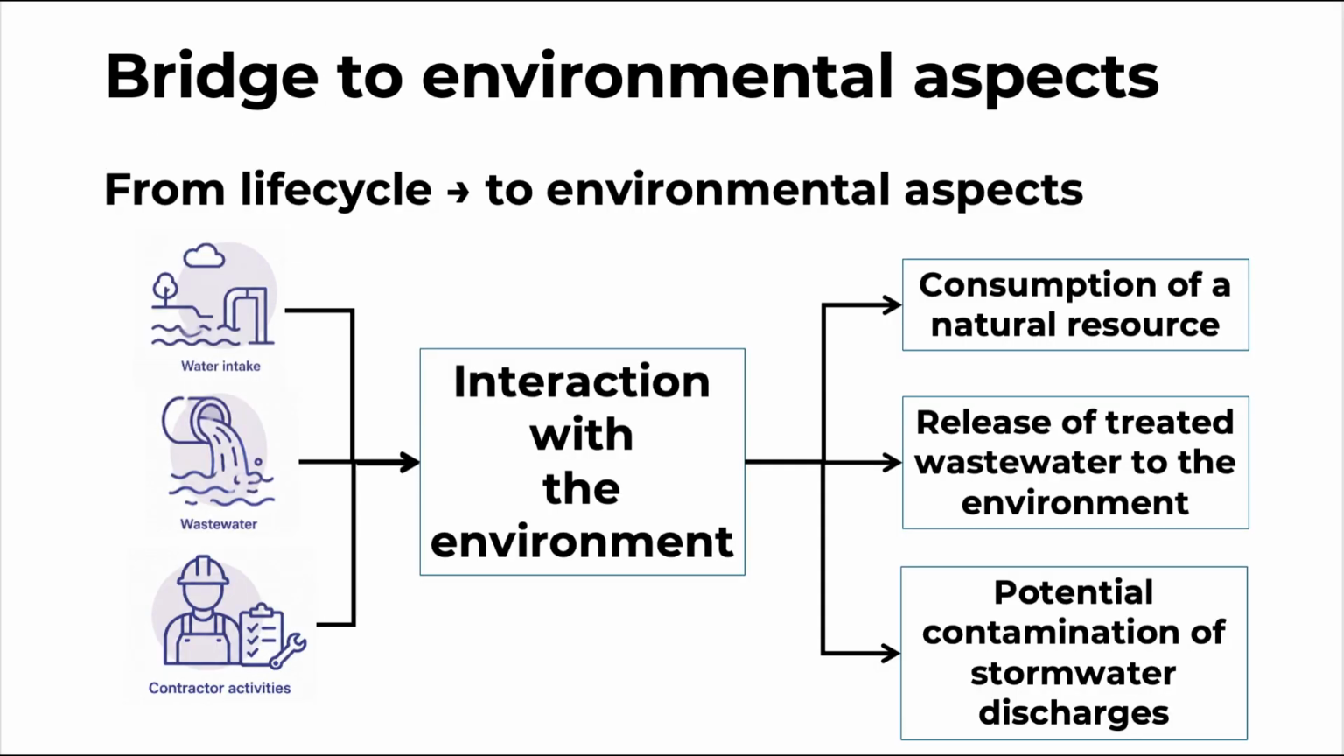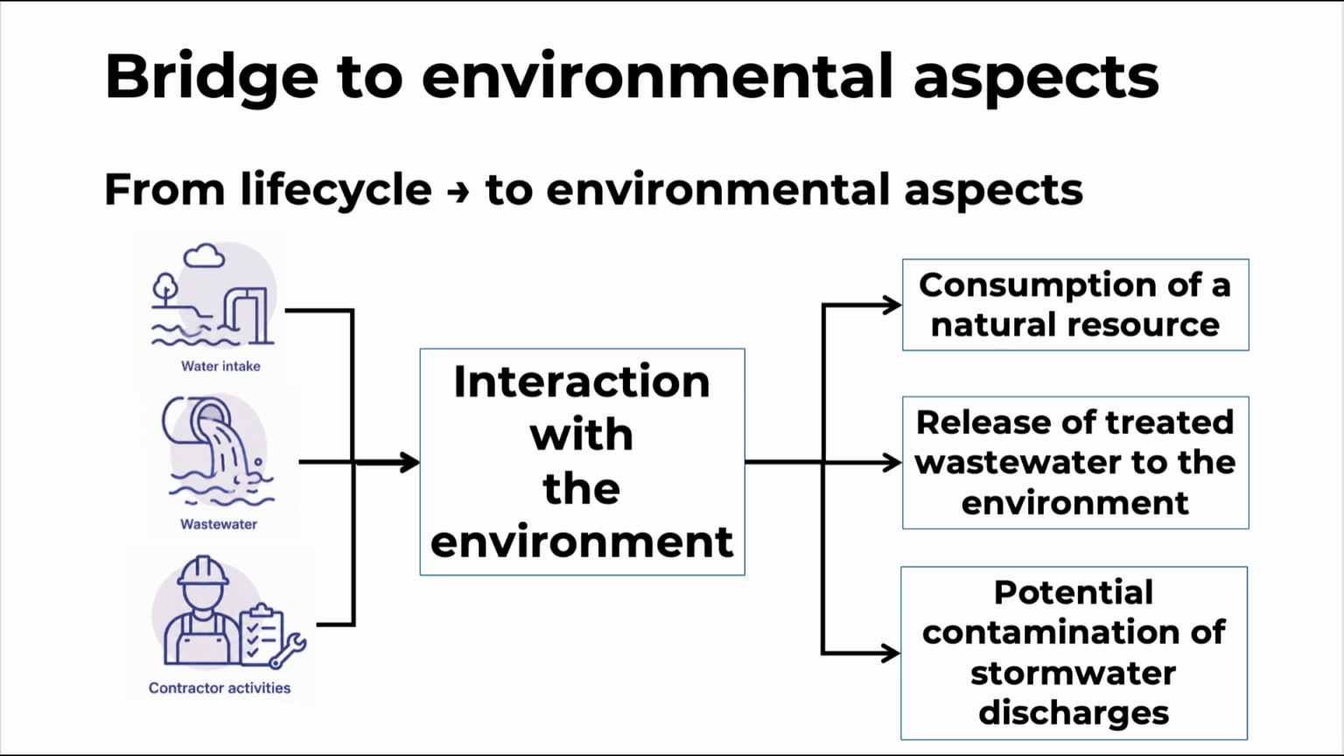This is the bridge to the next step, environmental aspects. The life cycle view shows us where interactions with the environment occur, and that is exactly what we need to determine environmental aspects in a meaningful way. What the life cycle map shows us is where interactions with the environment occur, and that is exactly what environmental aspects are. For example, water intake becomes an aspect because it is the abstraction of a natural resource. Wastewater discharge becomes an aspect because it is a release to the environment.